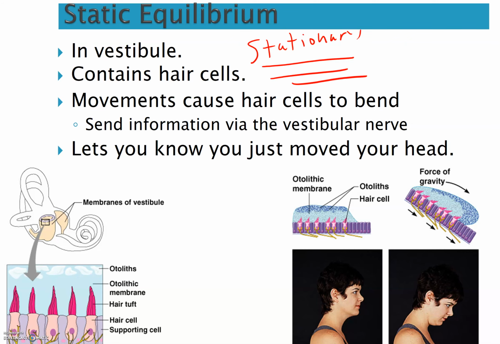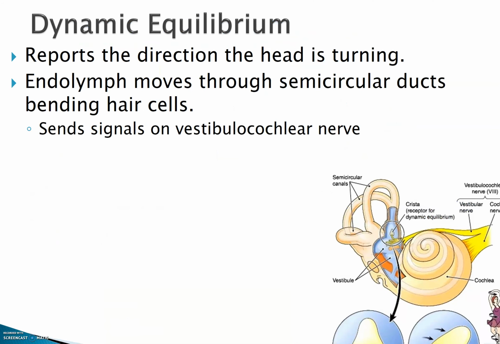Static equilibrium reports on stationary position. Now, dynamic equilibrium reports on movement, how your head is turning. And the endolymph moves through these semicircular ducts in the semicircular canals. And hopefully the left one and the right one are agreeing with each other.